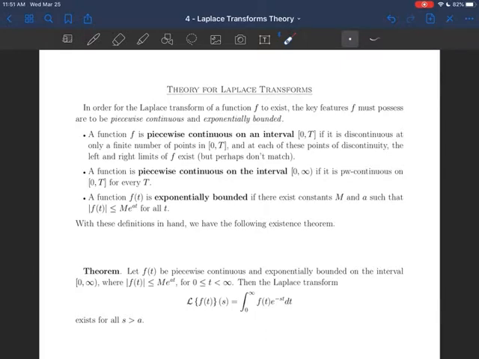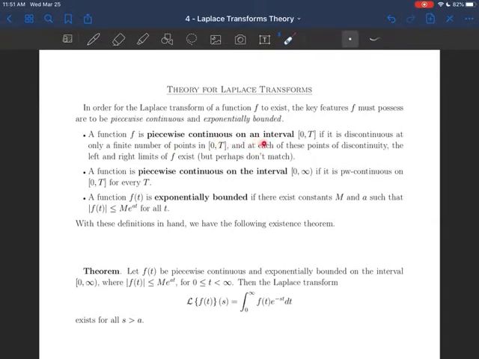So to begin with, we need a couple of terms for the function f that we're applying the Laplace transform to. We need to know what it means for such a function to be piecewise continuous and also for it to be exponentially bounded. Those turn out to be the two properties that a function has to have in order to have a Laplace transform.